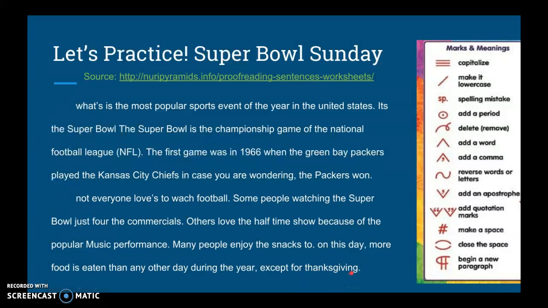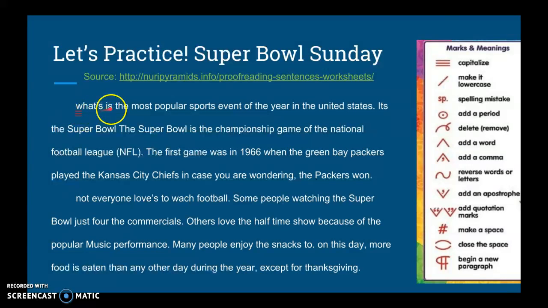So, as I was reading, you probably noticed a couple things that need to be fixed. But we need to take a closer look to make sure that we get everything. So let's start at the beginning. What is the most popular sports event of the year in the United States? Let's look at the first word. We always begin a sentence with what kind of letter? Capital or lowercase? That's right, a capital. So we need to make this word capitalized. To do that, we use the 3-line symbol.